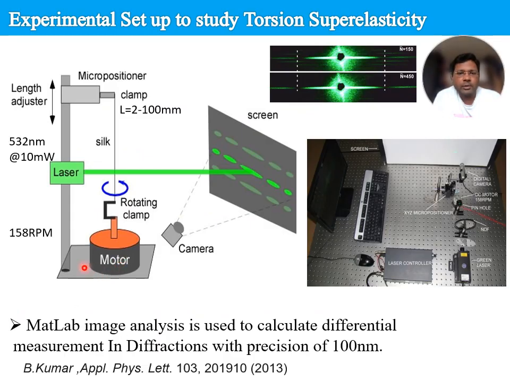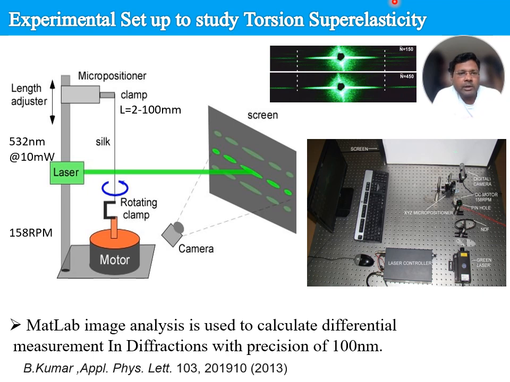A schematic of our twist deformation experiment is shown here. Silk fibers were mounted vertically with the upper end glued to a rigid clamp fixed on an XYZ micropositioner. The lower end of the silk is glued on a rotating clamp attached to a calibrated motor. The experiment was performed at a constant rotation of 158 revolutions per minute. The length of the silk filament can be varied from 20 to 100 mm by vertically adjusting the height of the micropositioner. We have carefully minimized any residual strain during silk collection and mounting. The wobble in the silk while twisting is reduced by carefully aligning its upper and lower ends.